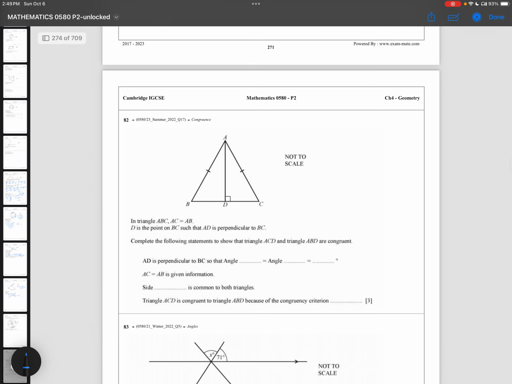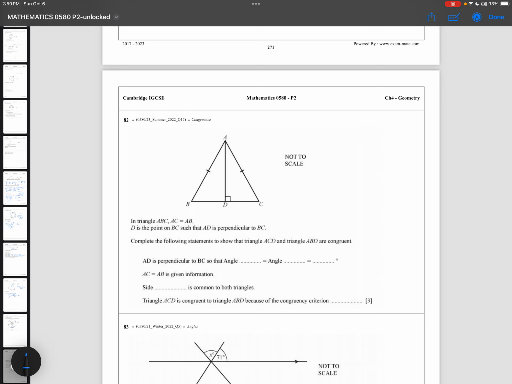Now let's do question number 82. It says in triangle ABC, AC is equal to AB, D is the point on BC such that AD is perpendicular to BC. Complete the following statements to show that triangle ACD and triangle ABD are congruent.